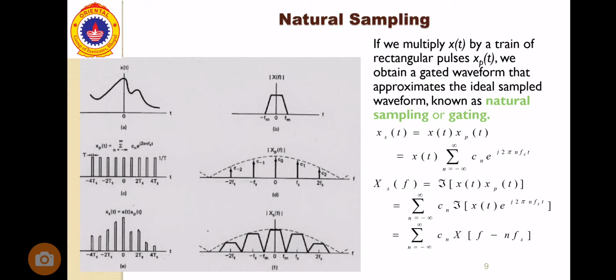Here, delta T s of t. So xs(t) equals x(t) multiplied with xp(t). What is xp(t)? xp(t) is a train of pulses, a train of gate functions, a train of rectangular pulses. When you represent the train of rectangular pulses through Fourier series, it will be the summation of n equals minus infinity to infinity of c of n e to the power j 2 pi n fs t. What is cn? The Fourier series coefficient.